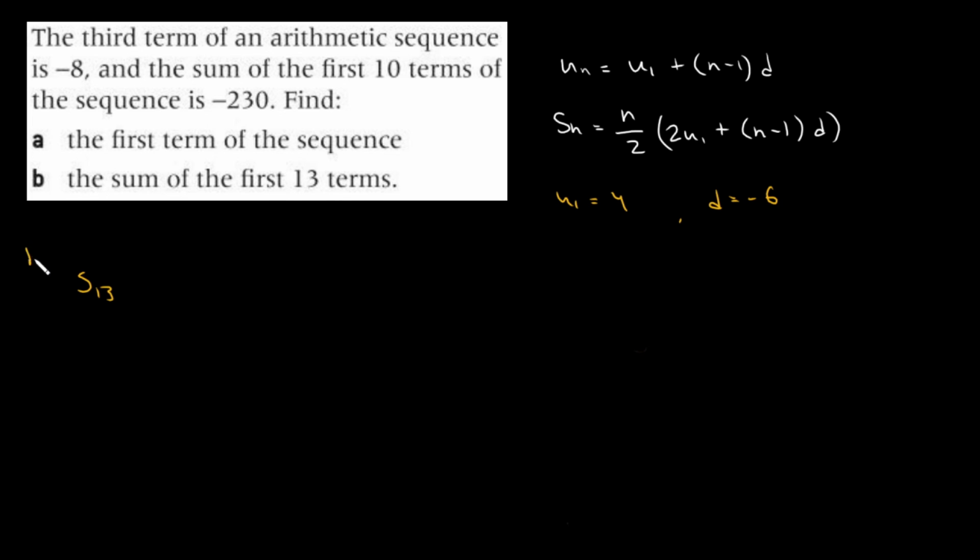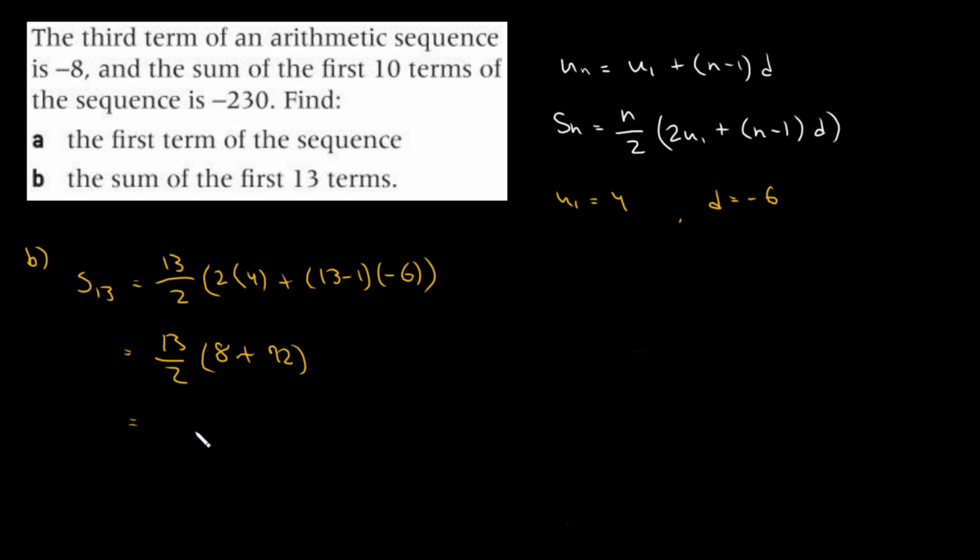And so part B, S13 would equal 13 over 2 times 2u1, we already found that from the last part, plus 13 minus 1 times d, which is minus 6. And all you gotta do is expand this and compute this. You can actually just put all this into the calculator if you're lazy to calculate it. 8 plus, this is 12, equal to 520. So that's the answer for part B.